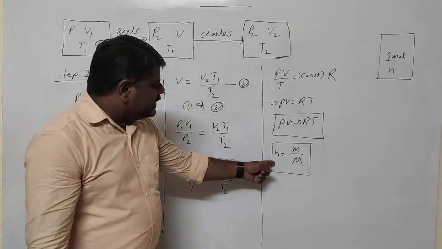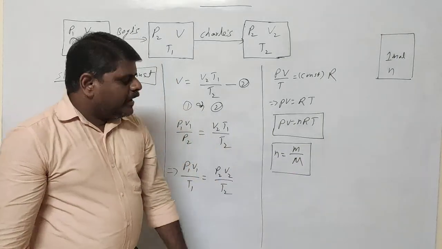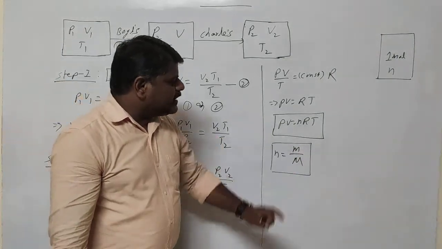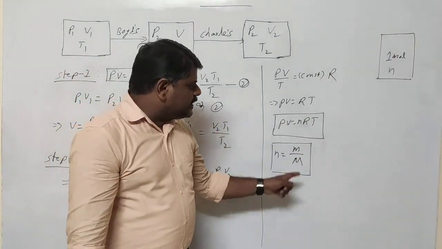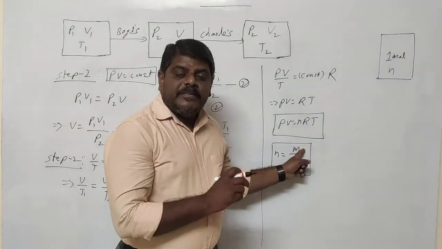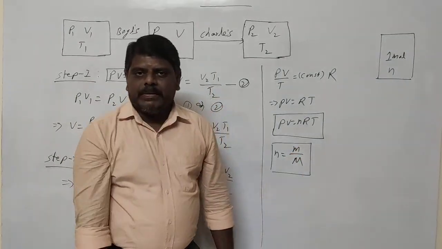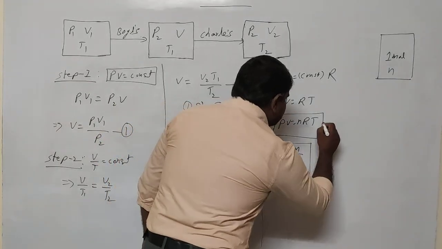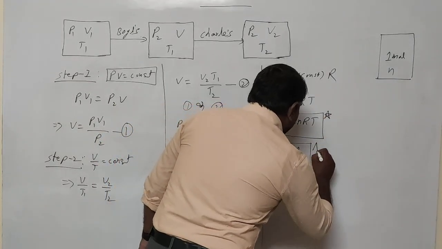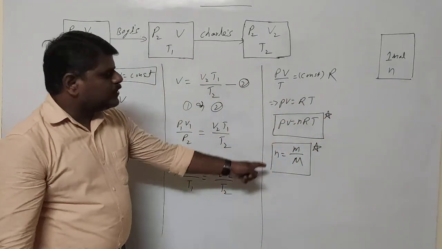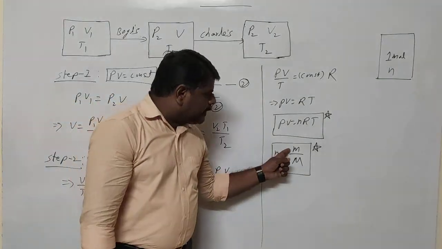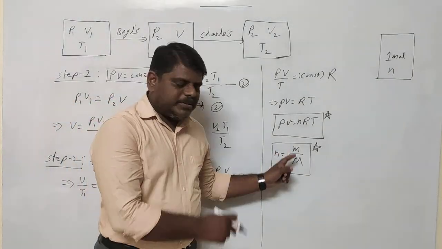Okay, small n is equal to small m by capital M. Number of moles is equal to... what does small m represent? Small m represents the mass of the gas in grams, which is very important to remember. This is also a very important formula to solve problems. Small m represents the mass of the gas in grams.